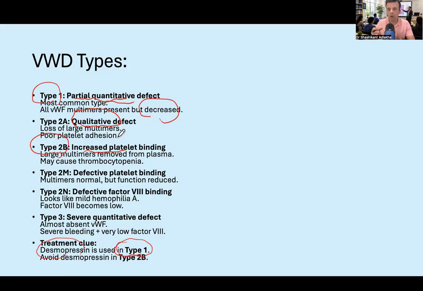Desmopressin, a synthetic analog of ADH, has the job of increasing the release of von Willebrand factor from the Weibel-Palade bodies of the endothelium. So that's why it is contraindicated over here, because it will cause more thrombocytopenia.